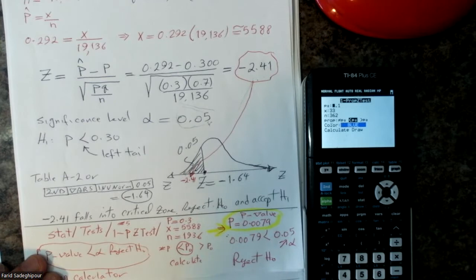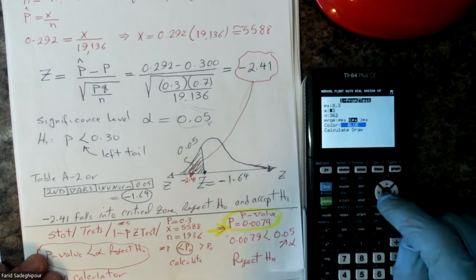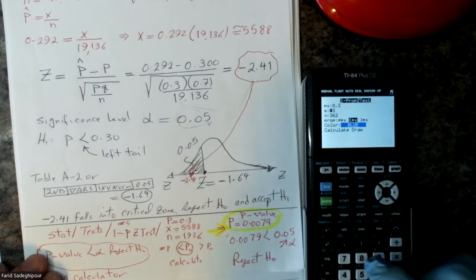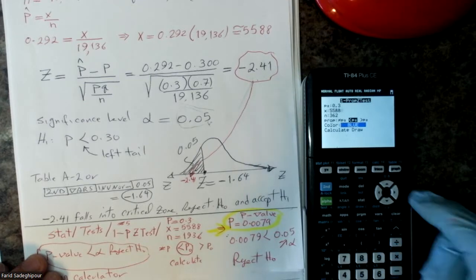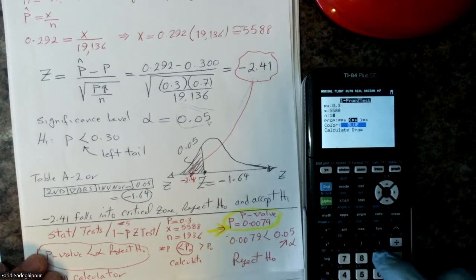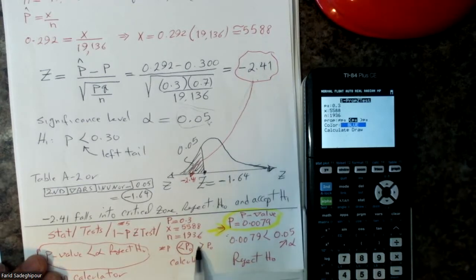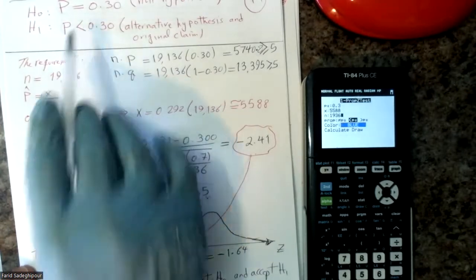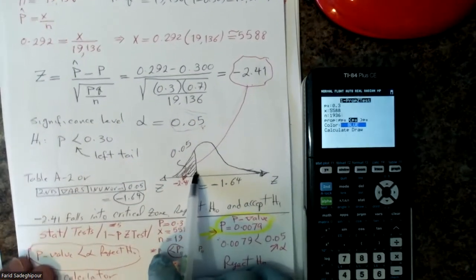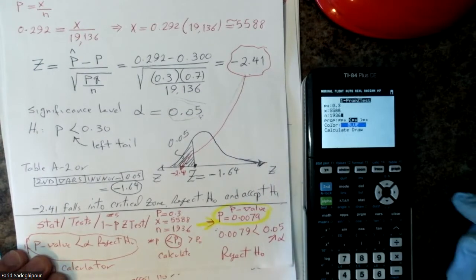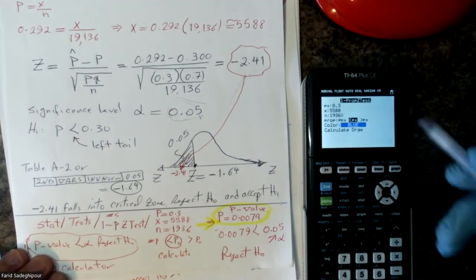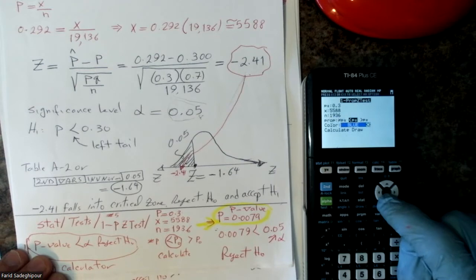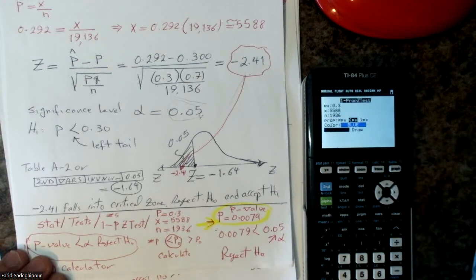Now, p-value is 0.3, x is 5588, n is 1936. And now, what symbol do we have to use here? Use the one for H1, which is less. And you could see it here, it's less. So we are using less, which is already there. And then all I need to do is go to the calculations.